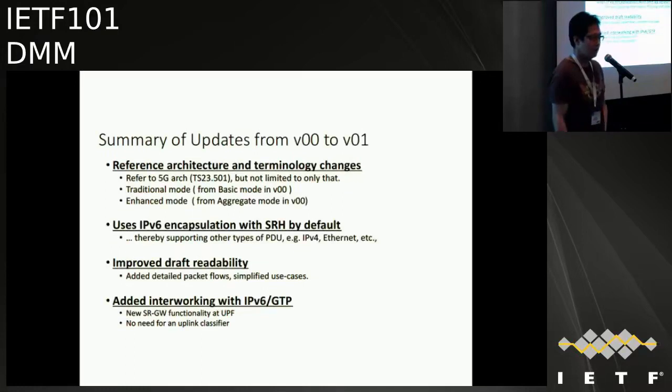So this is a summary list of the updates from version 0 to version 1. We changed the reference architecture from the previous generation to the 5G architecture. But it's not limited to that. We can refer to any kind of architecture if we need to cover the function with SRv6. We changed the terminology from basic mode to traditional mode. It's much clearer for the purpose of the deployment scenario.